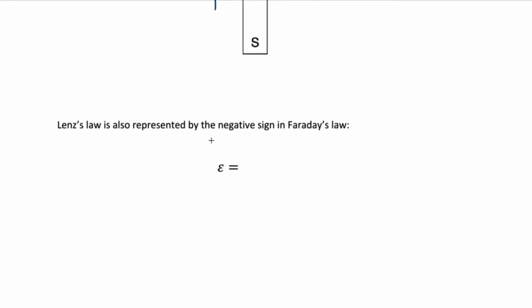Also, just to note that Lenz's law is represented by the negative sign in Faraday's law. If this is Faraday's law, I'm going to write the version with N loops here. This negative actually tells us the direction of the EMF, and the direction of the EMF tells us the direction of the current. So you could actually use this negative to figure out the direction of the current, but in general I find it easier just to use the approach with the right-hand rule that we've used here. So this has been a look at Lenz's law, which allows us to predict the direction of an EMF and current induced when the magnetic flux through a loop is changing.